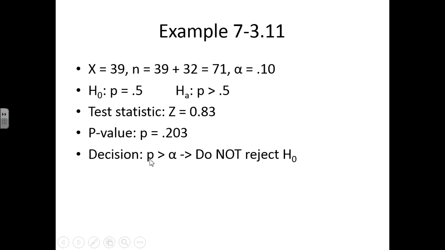And our decision, because p is greater than alpha, 0.203 is greater than 0.10, is do not reject the null hypothesis. In other words, there's not enough evidence to support the claim that the majority of people believe this.